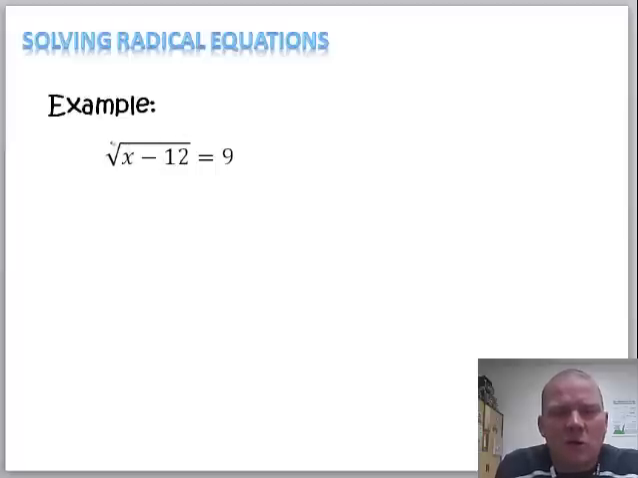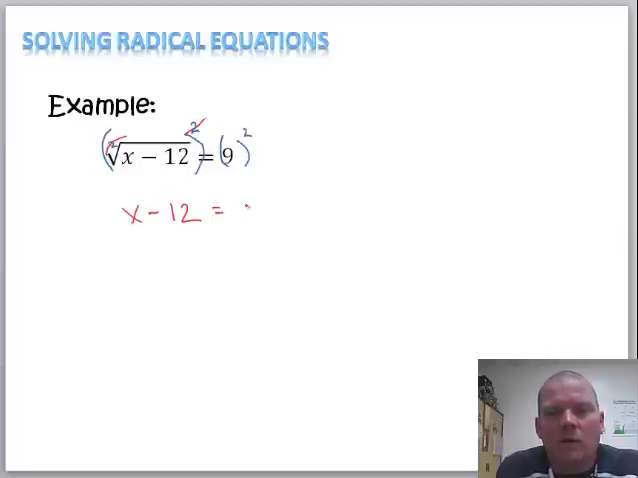The second step said raise both sides to the power of the radical. Since there's no number there, we can always write a 2 in there for our radicals. This is a square root. So we're going to raise this whole side to the second power, and this whole side to the second power. When I raise a square root to the power of 2, those cancel out, and I'm just left with x minus 12. On the right, 9 squared is 81. And now I'm just going to solve this.